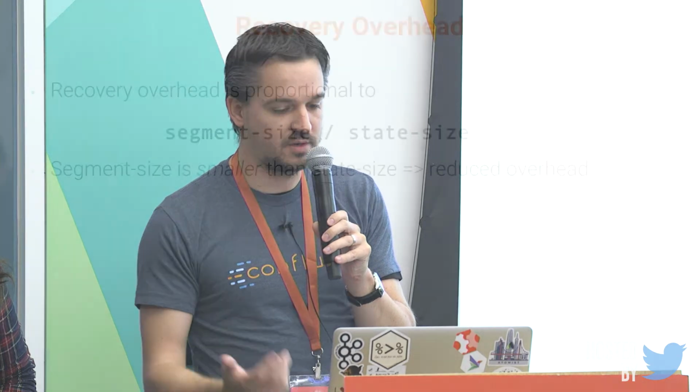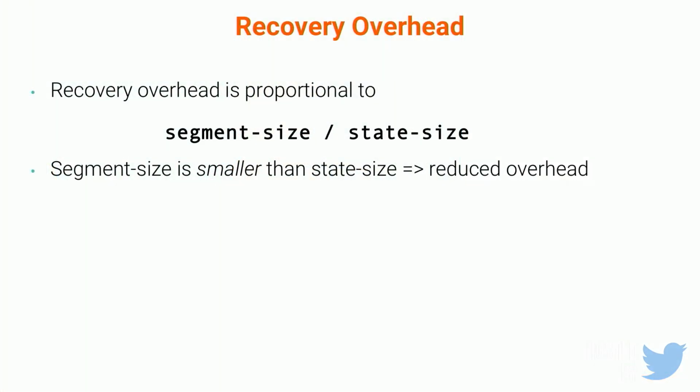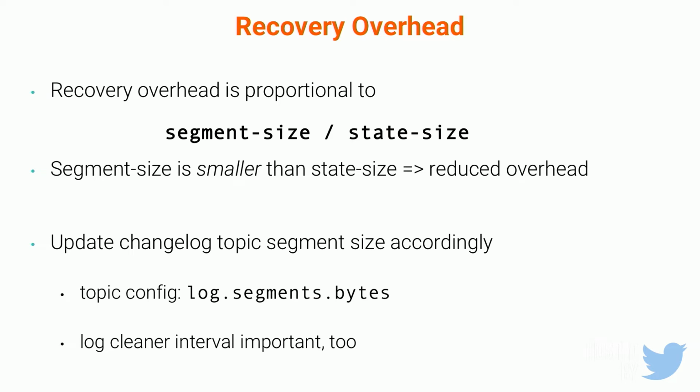How can you use this? In general, the overhead is proportional, as a rule of thumb, to segment size over the state size. Means if the segment size is smaller than the state size, then you get reduced overhead. So that is what you want to have. And there are two configurations you can use: the size of those log segments, and then also how aggressively you trigger the compaction.